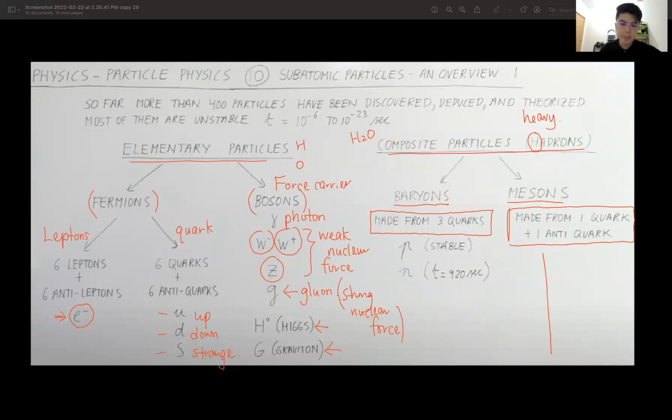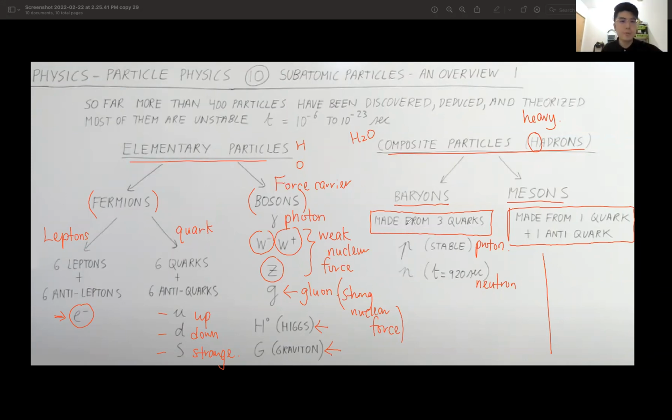And the baryons, the 2 most common ones that we are familiar with. First is the proton. And neutron. Proton and neutron are baryons. Proton is considered a stable particle, that means it can sit there without breaking down. But the neutron sometimes can be stable, sometimes not stable.